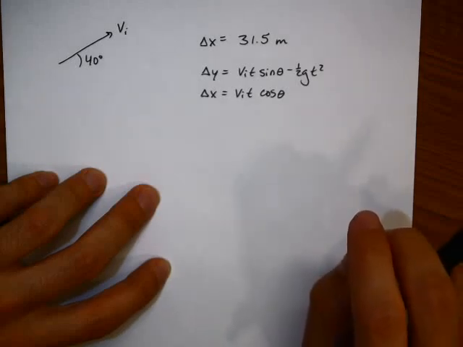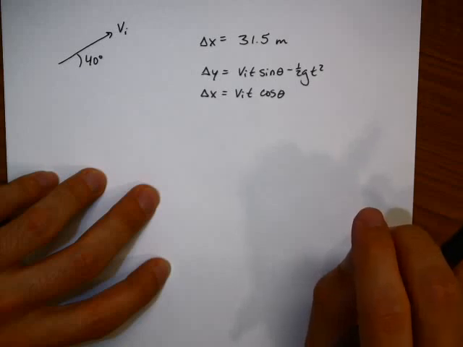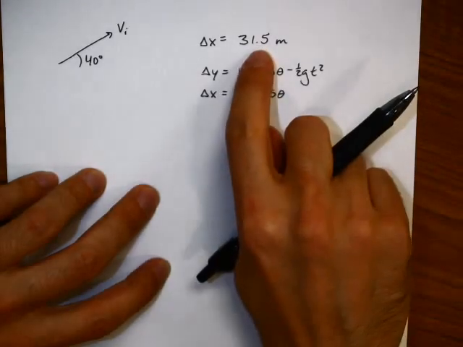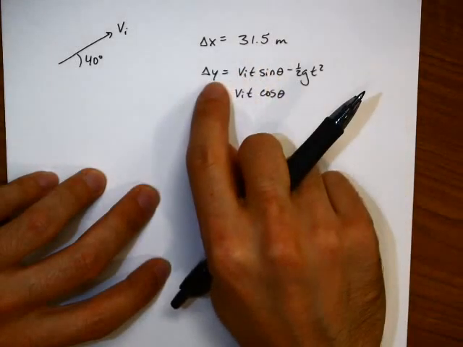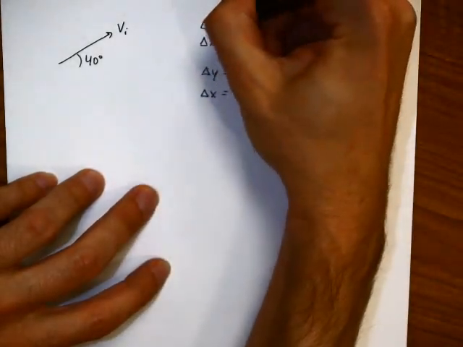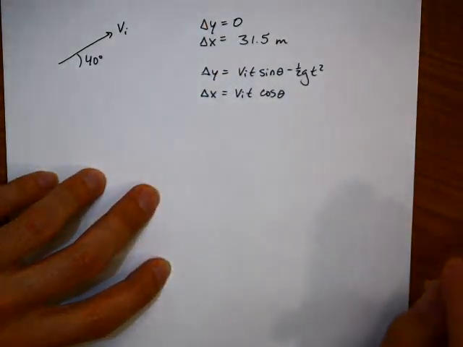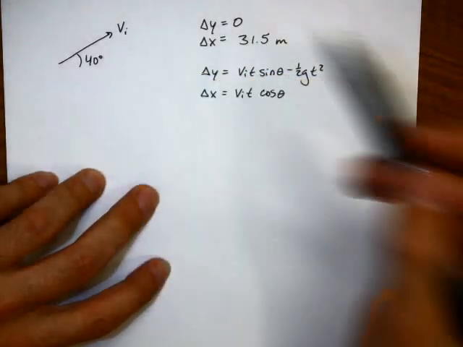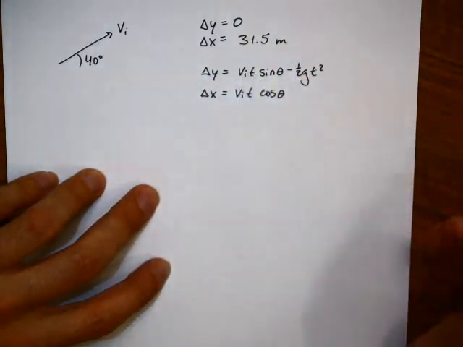You might be asking, what is delta y? Delta y would be 0. Okay, when the object lands 31.5 meters away, it lands on the ground the same height that it started from, so delta y equals 0. So we know three pieces of information, really. These two and the angle. We don't know t and Vi.